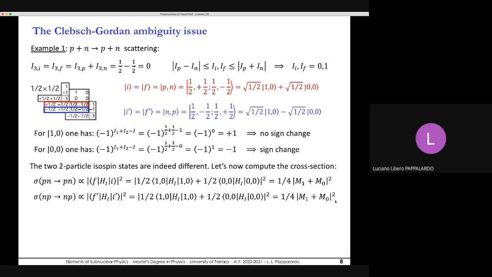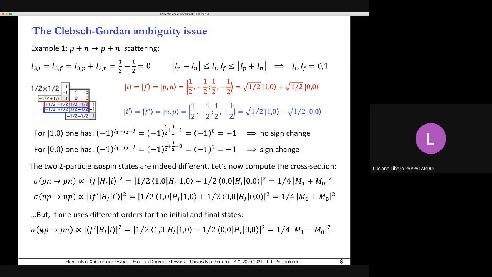Now, of course, one wants to see what happens if one takes a mixed choice. So suppose now we take the inverse order in the initial state and the right order in the final state. Then, of course, the problem arises, because then you get a minus sign here, which will reflect in the final cross-section. And the same if you take the opposite, so proton-neutron into neutron-proton. So essentially, the point here is that if you take the same order or the same prescription for both the initial and the final state, so either this one or that one, you get the correct answer. If you take different choices for the initial and final state, then you get the wrong answer.